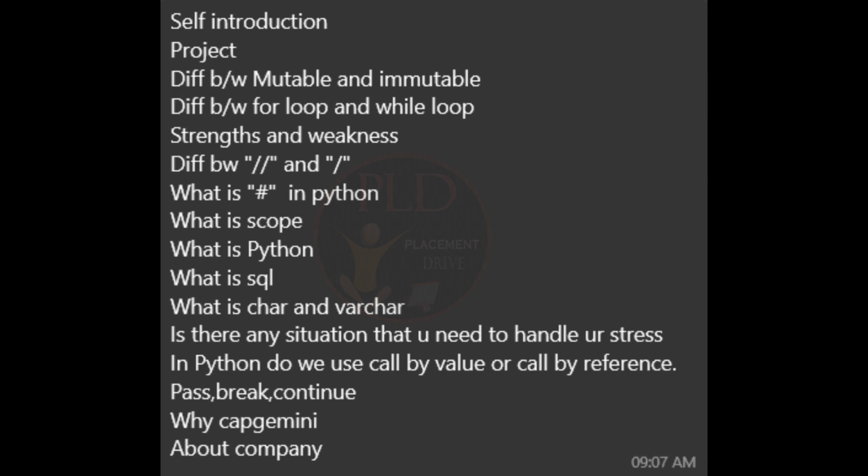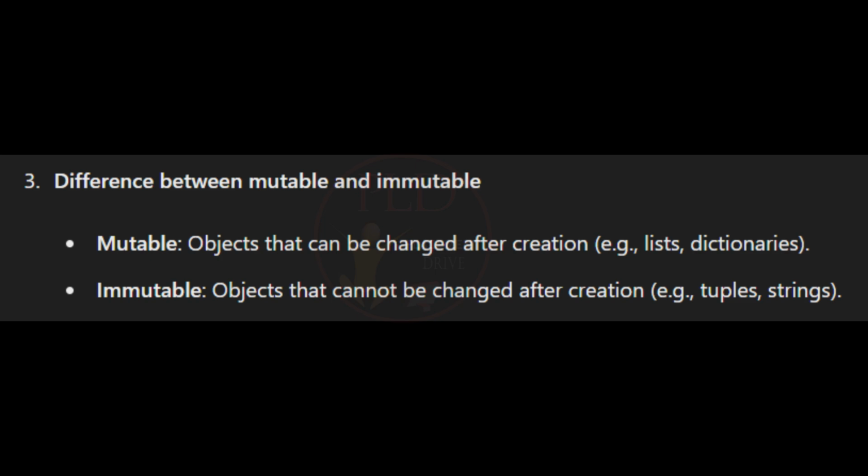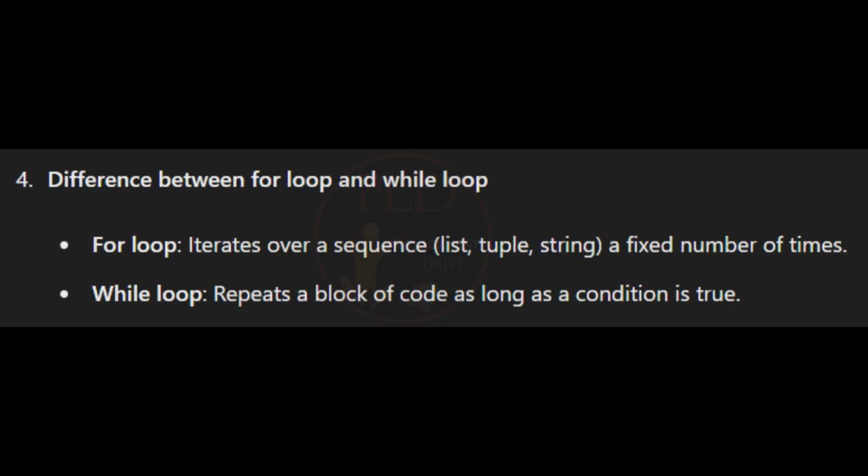The second question is project. And the third question is difference between mutable and immutable. Mutable is an object that can be changed after creation. Example, list and dictionary. Immutable is objects that cannot be changed after creation. Example, tuples and strings.